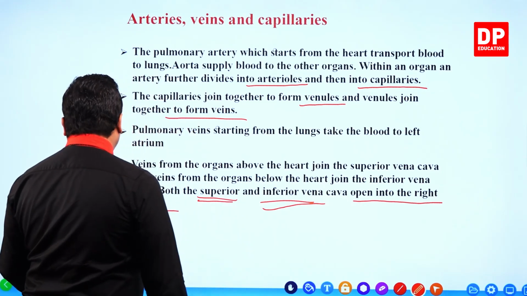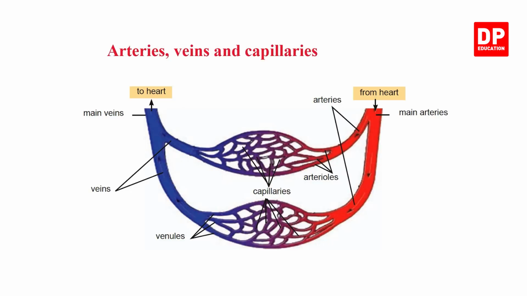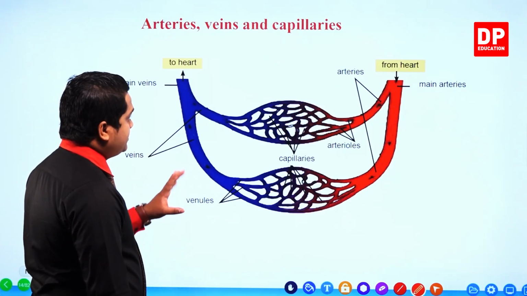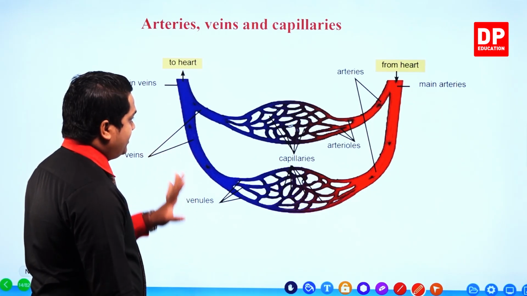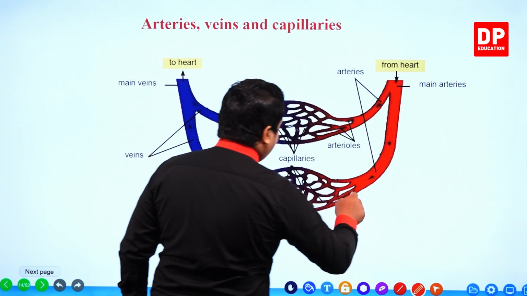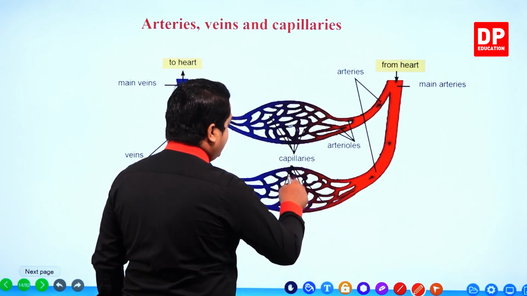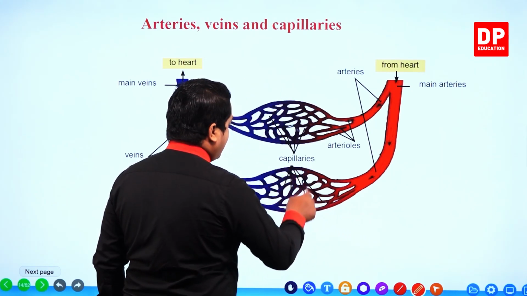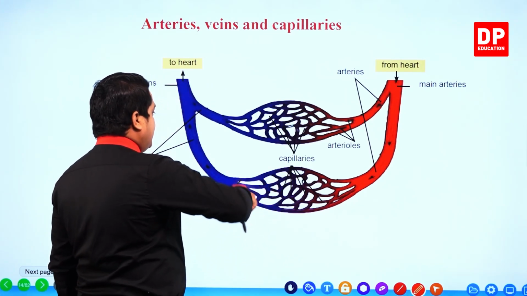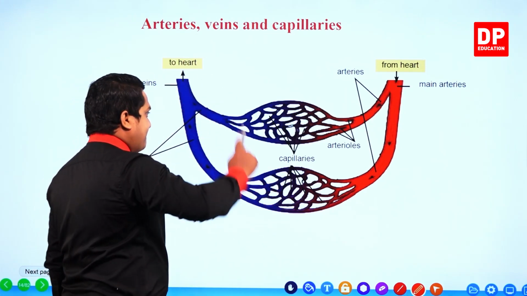Right then. Now you can see how arteries and veins are created. Arteries, veins and capillaries, you can observe all of these within this figure. These are the arteries, which divide into arterioles. Then these are the ones referred to as the capillaries. Then the venules, then the veins.